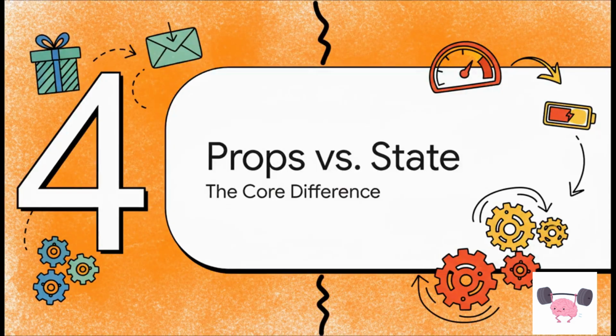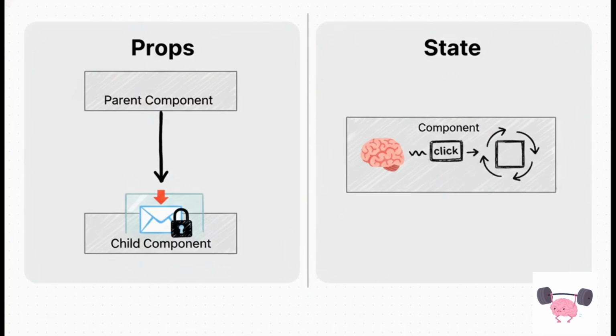All right, we've met our two main players. Now it's time for the main event, putting props and state right next to each other to really hammer home the core differences between them. This is where it all clicks. Okay, let's break this down side by side. Over on the left, we've got props, our messengers. The data comes from an external source, a parent, and that data is immutable, or read-only. The child simply cannot change its own props.